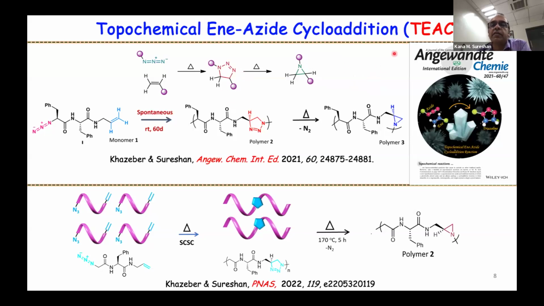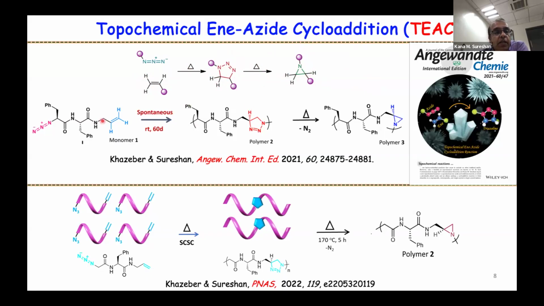Now to rhyme with this, we have made this TEAC, topochemical ene azide cycloaddition reaction. The only difference is that here we have an alkene in place of an alkyne. And what you get is a triazoline instead of a triazole. And this is not aromatic, unlike in the triazole case. So that means this can release a molecule of nitrogen very easily upon shining light or even heating to give this kind of triazoline or imine, depending on the case.